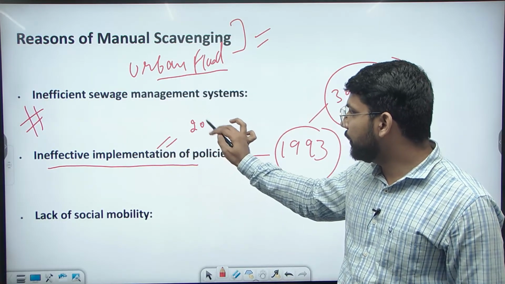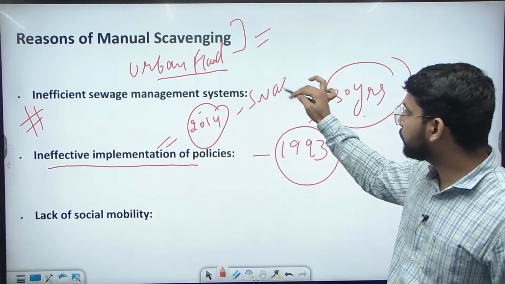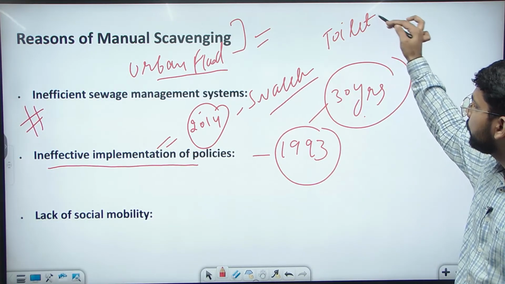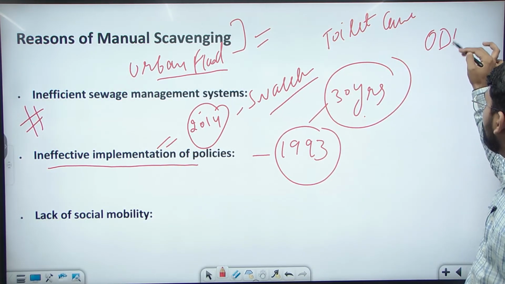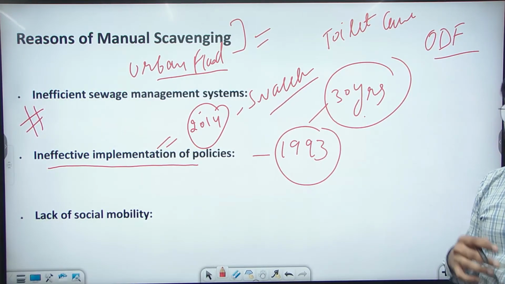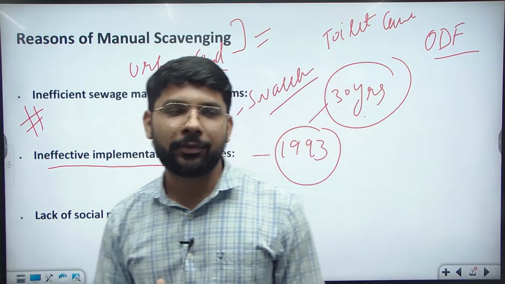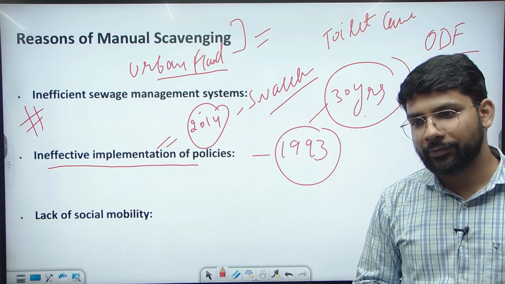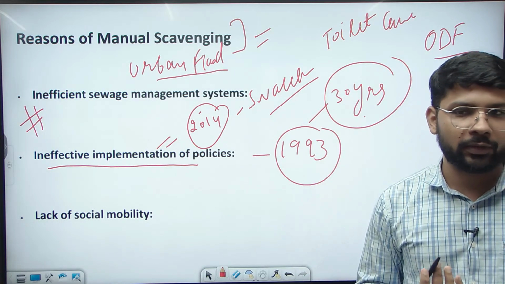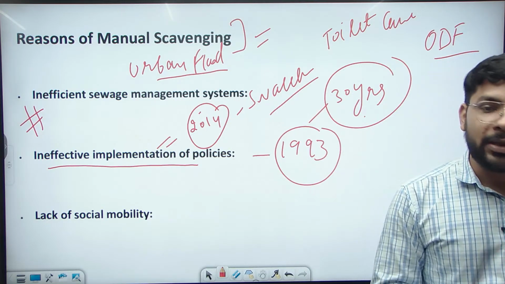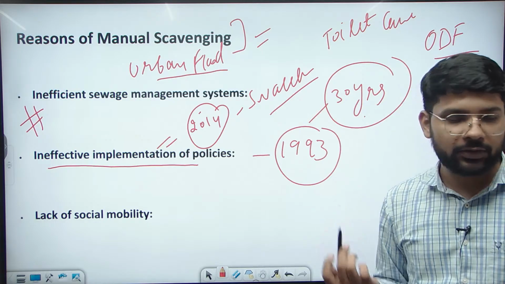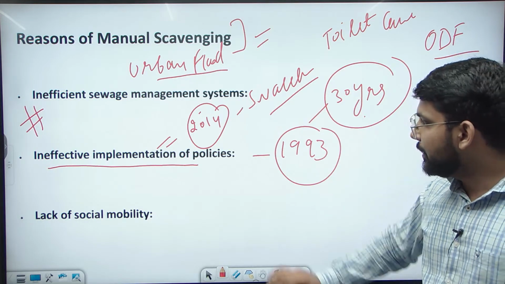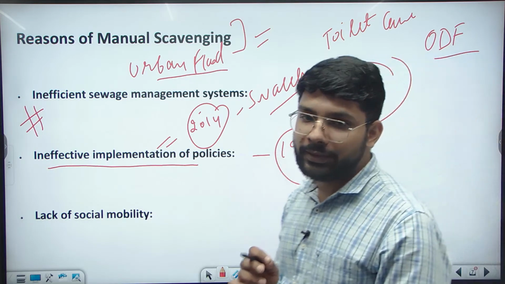Even after 2014, the government implemented the Swachh Bharat Abhiyan, the toilet campaign, ODF villages, open defecation free villages. Even after these efforts, we are not able to implement the government's schemes at the ground level. This is the same as the other schemes of the government, whether it's the MSP for farmers, the Pradhan Mantri Fasal Bima Yojana, or any other mission launched by the government of India. So this is the same condition: the ineffective implementation of the policy.